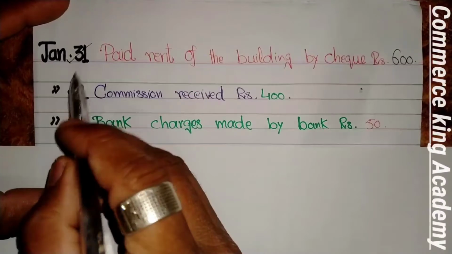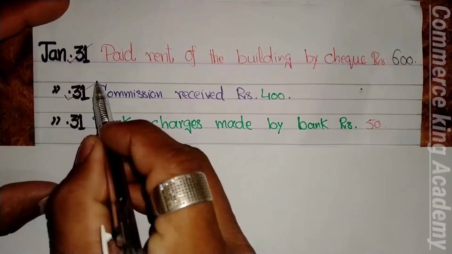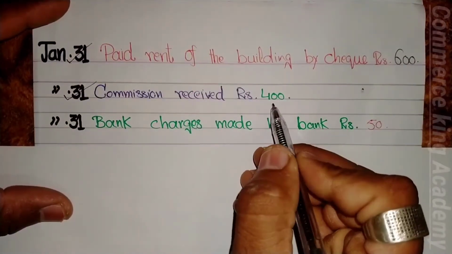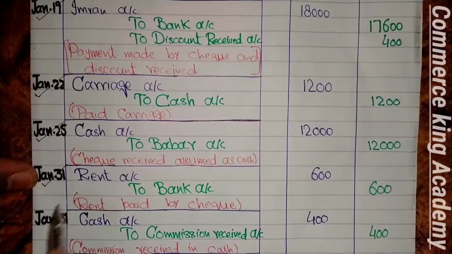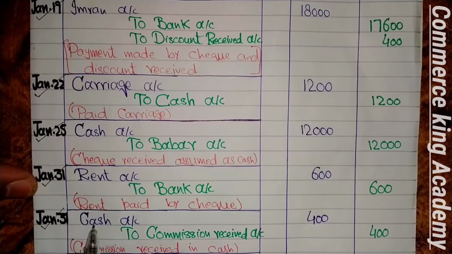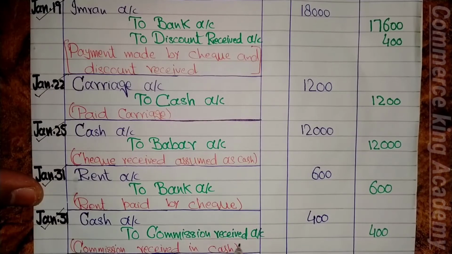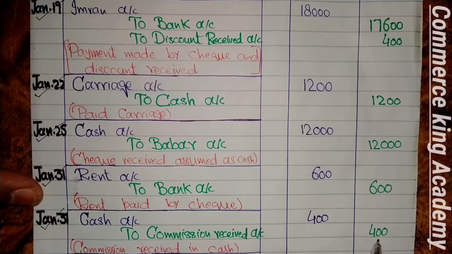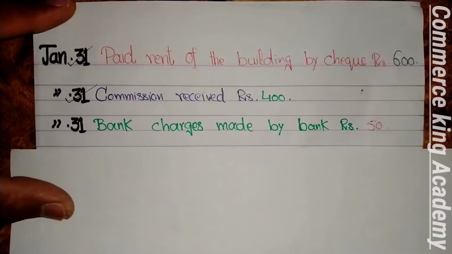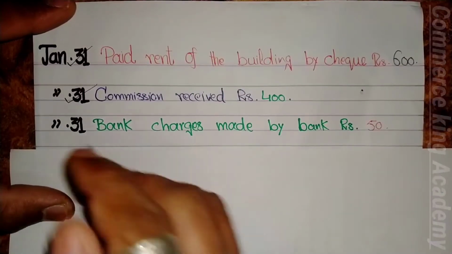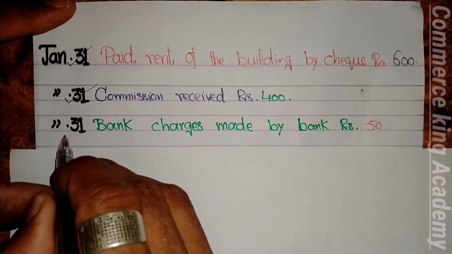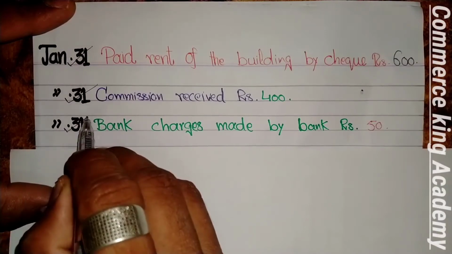The next transaction held on the same date, Jan 31st, is commission received amounting to 400 rupees. The journal entry will be Jan 31st, cash account will debit 400 rupees, debit to commission received account credit amounting 400 rupees.